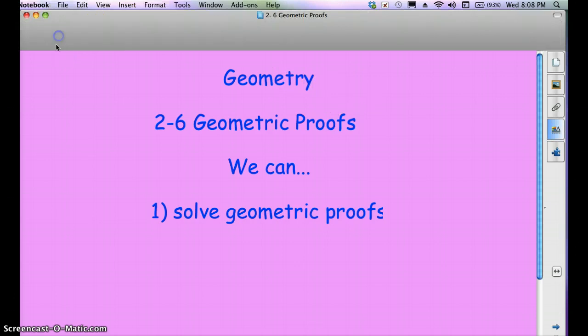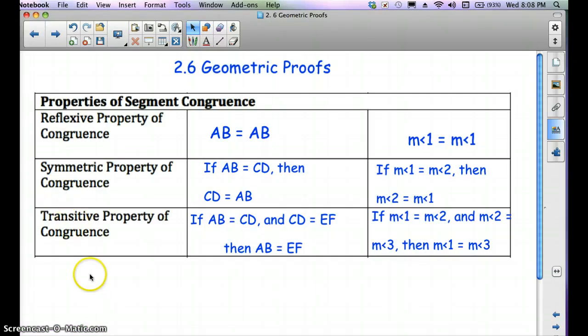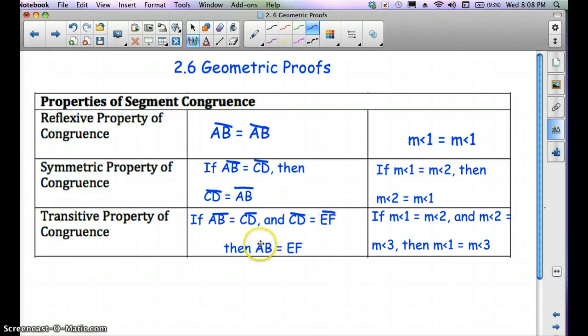We have a few other things to add to our packet, which is these properties of segment congruence and angle congruence. So why don't you take a moment to write these down. I'm going to add my dashes over my segments here before I get in trouble. So reflexive property, AB equals AB. I guess I should write on here, these are the segments. These are angles.